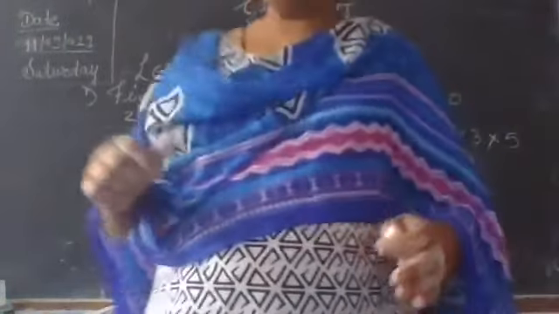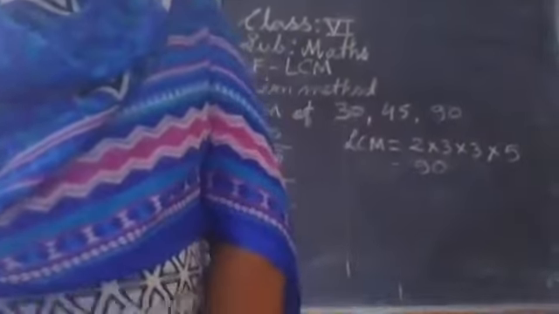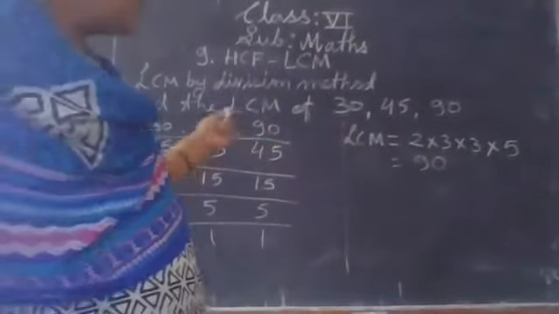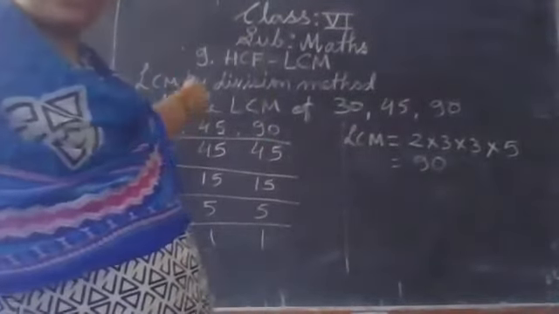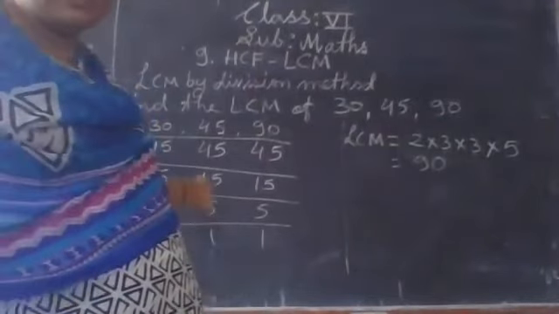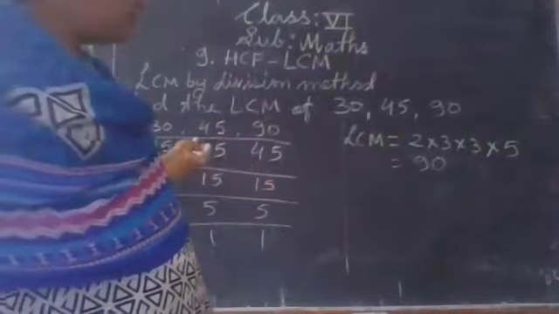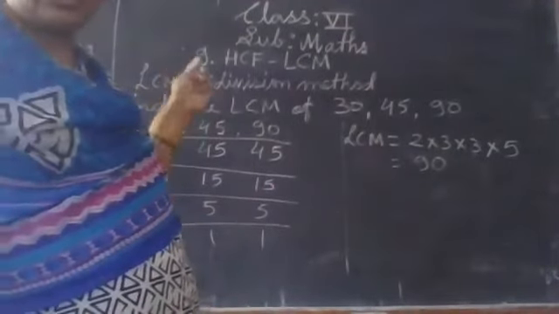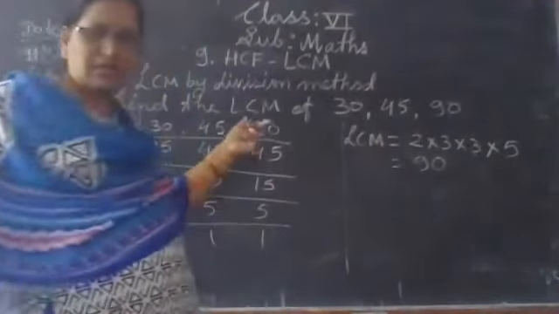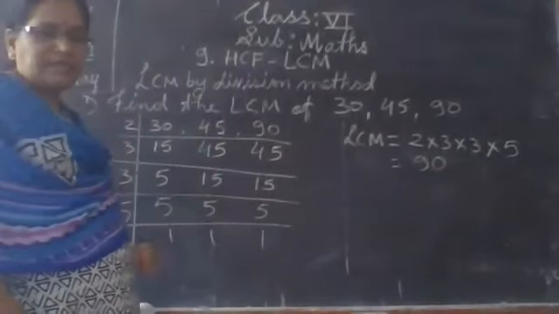So in this way, children, you will be able to find the LCM by the common division method. And see beta, it is a very easy method. And you will get the answer quickly. Just arrange all in one line and divide.